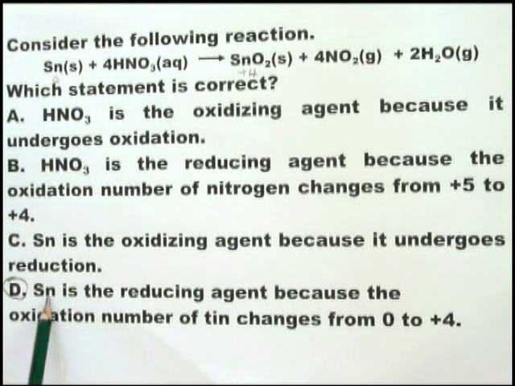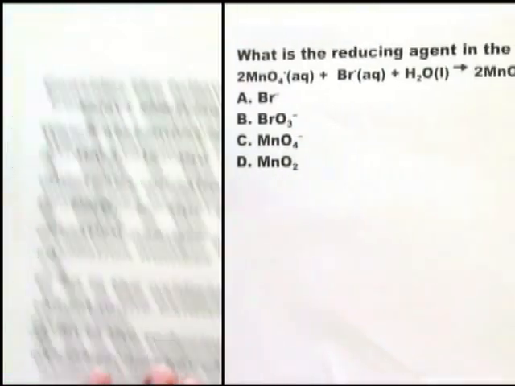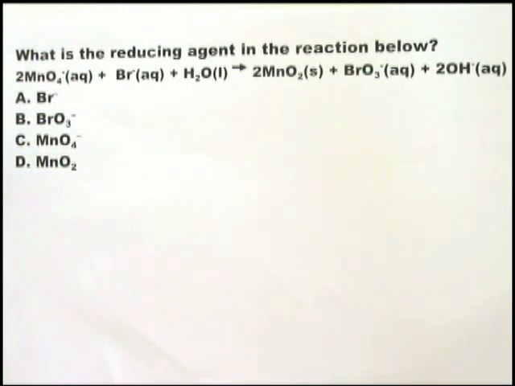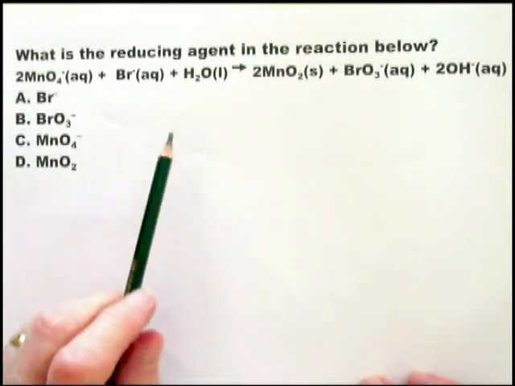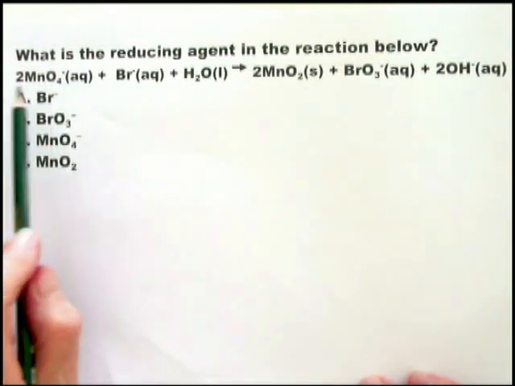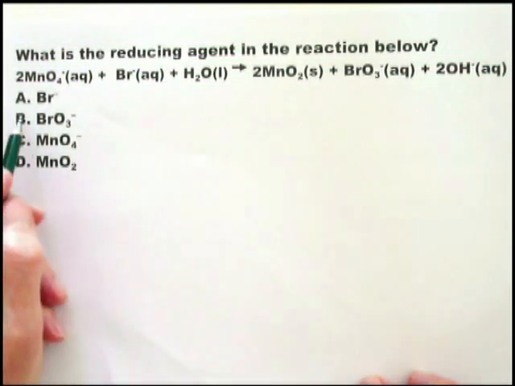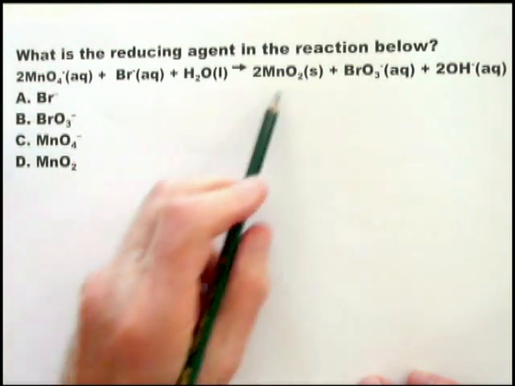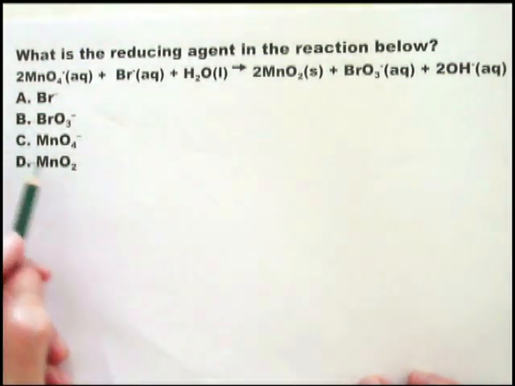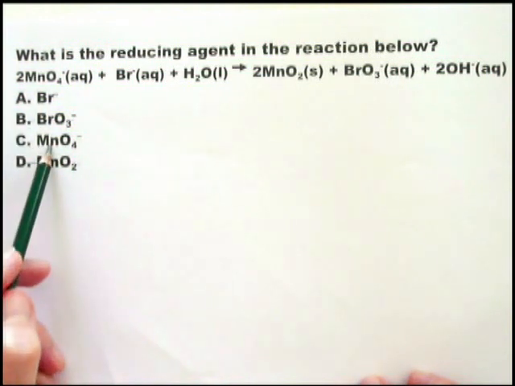However, if you could quickly see this one from the very start, Sn is the reducing agent because the oxidation number changed from 0 to 4. You could do it again always in less than 20 seconds. I've seen a number of these where they ask you what is the reducing agent in the reaction below. And of course the reducing agent must be something on the left. It cannot possibly be BrO3- because that's on the right. Forget that. It can't be MnO2 because that's on the right. Forget that. So it's a matter of this one or that one.